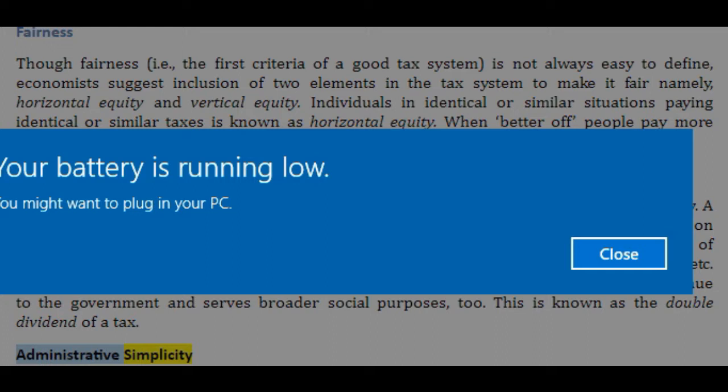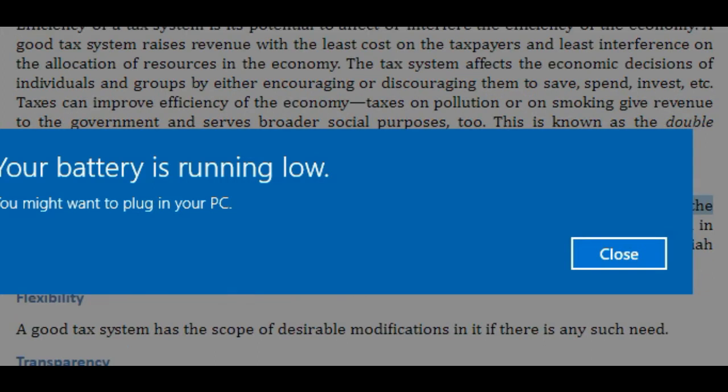Administrative simplicity. This is the third criterion, which includes factors like computation, filing, collection, etc. of the taxes, that all should be as simple as possible. Simplicity checks tax evasion too. Tax reform in India has simplification of tax as its major plank, also recommended by the Chelliah Committee.